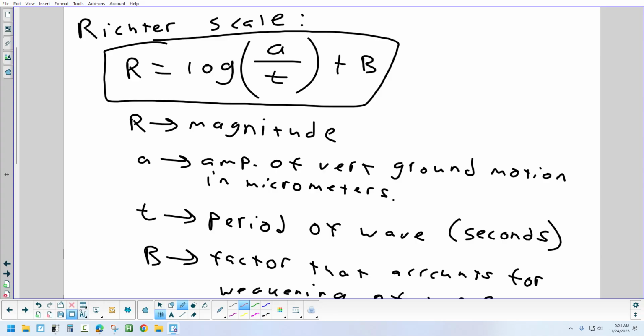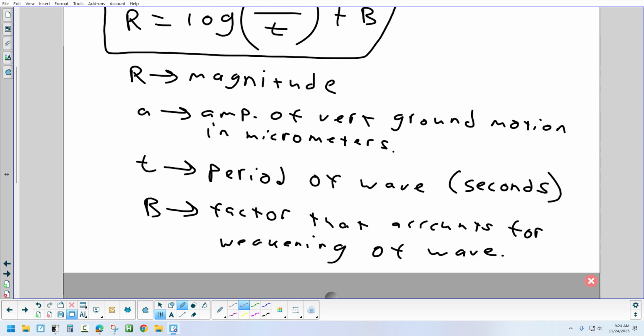And the last thing that they use in the formula is B. And B is a factor that accounts for the weakening of the wave. It makes a big difference if you take a rock and you drop it in a pile of sand. You'll get a crater around it. You'll see the wave come out. Or if you drop it in water. The sand is loose, so it kind of absorbs the energy.